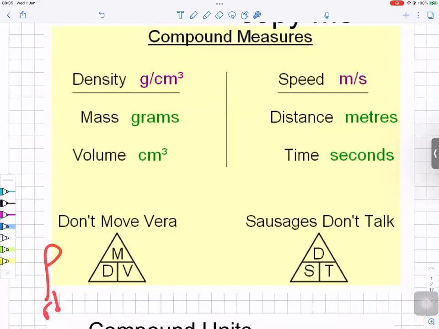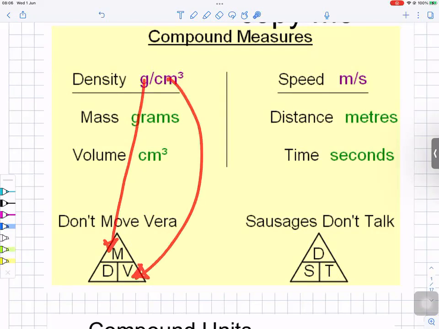Rho is a Greek letter they will use when you get to Year 10. They will use D for density. Density is given by the mass divided by the volume. So the mass is in grams, the volume in cubic centimeters.